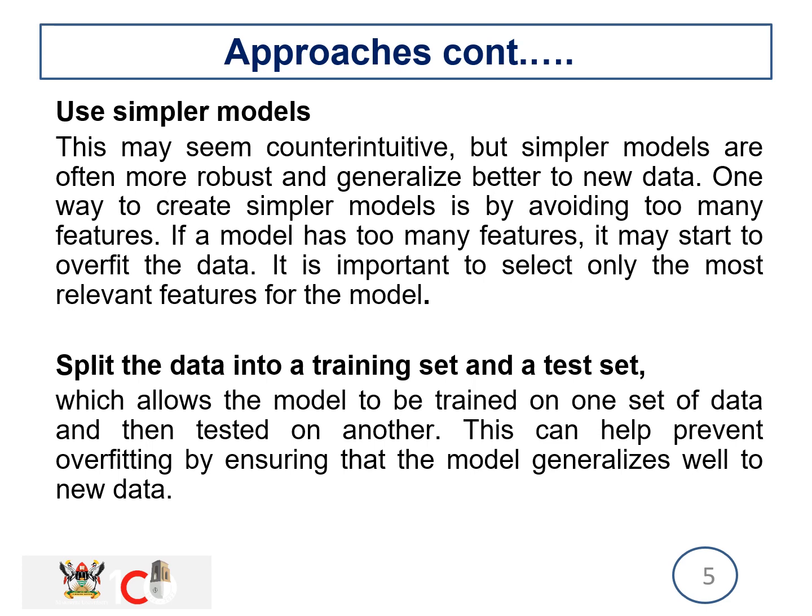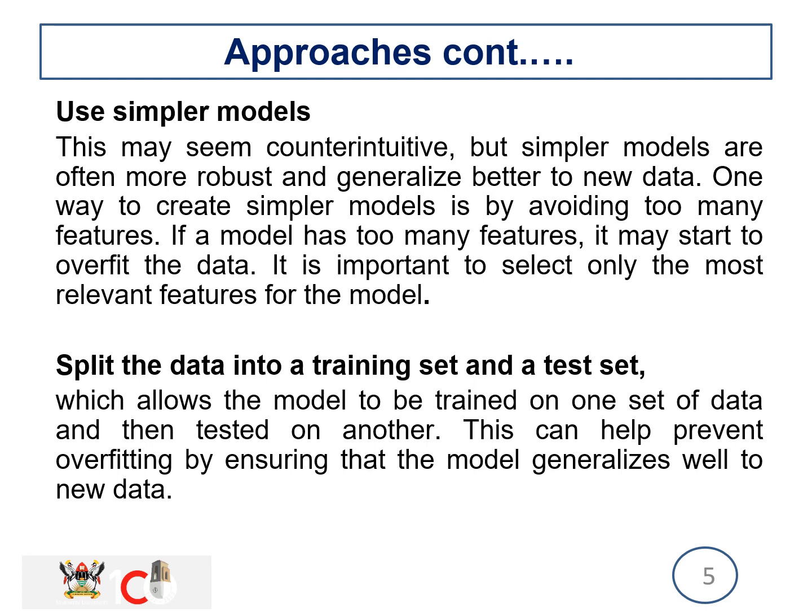Looking at using simpler models, this may seem counterintuitive, but simpler models are often more robust and generalize better to new data. One way to create simpler models is by avoiding too many features. If a model has too many features, it may start to overfit the data. It is important to always select only the most relevant features for the model.